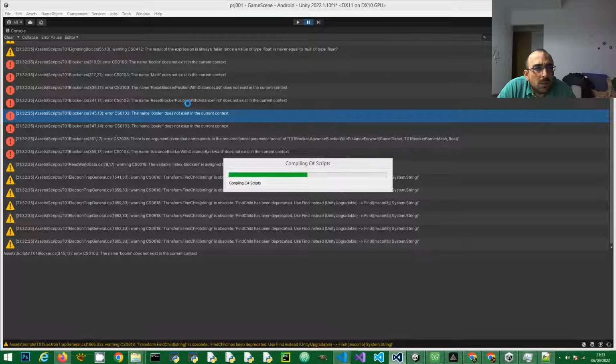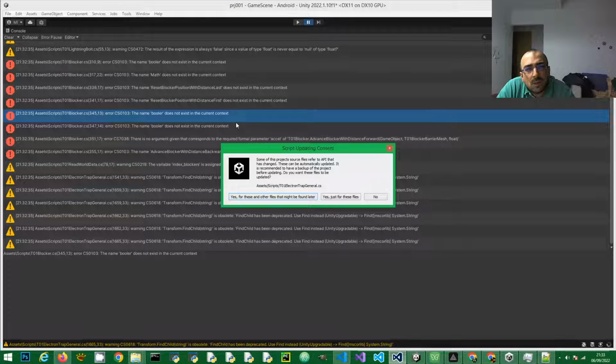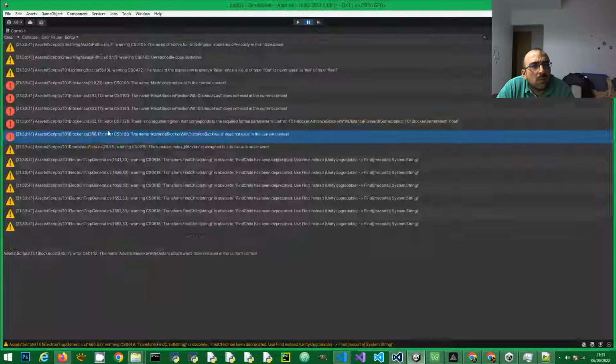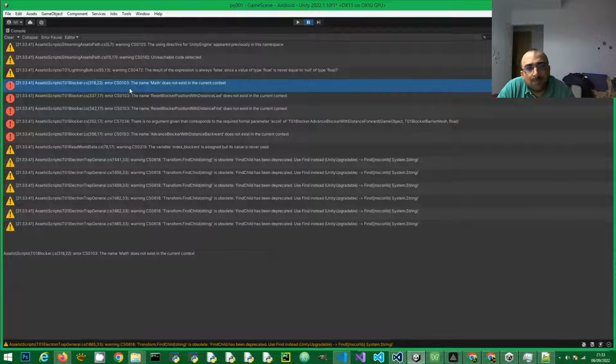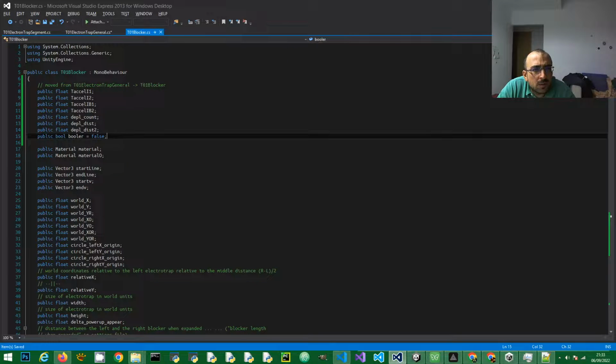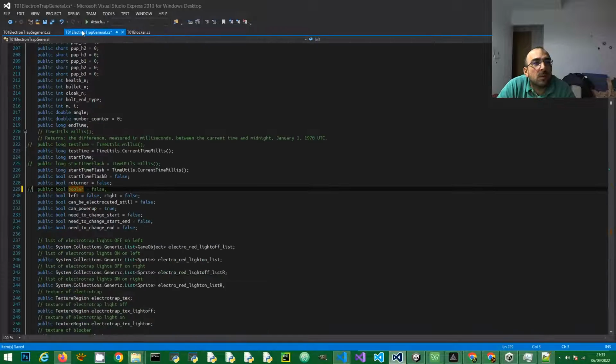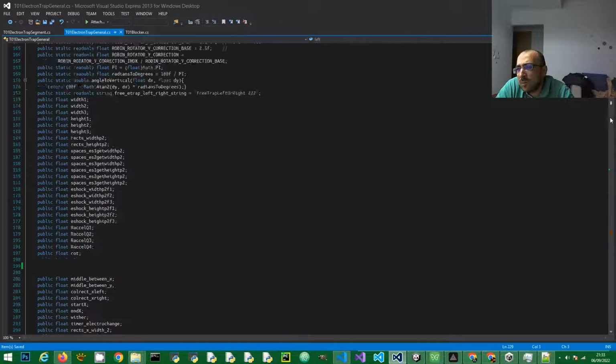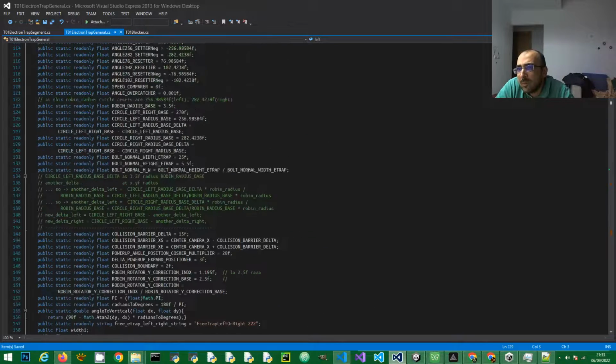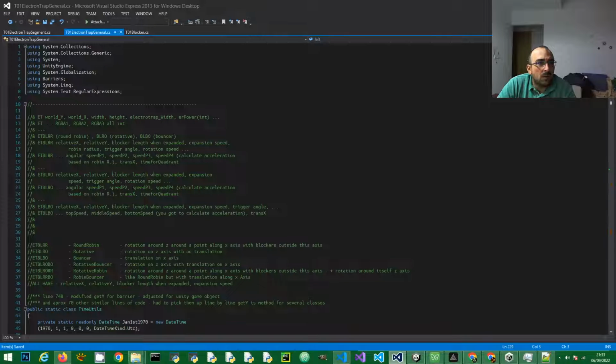Reset blocker position with distance first. No. The name math does not exist in the current context. Okay. So we have to import what?